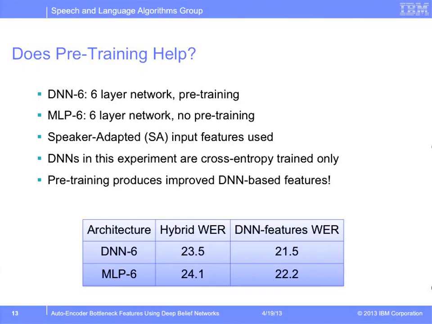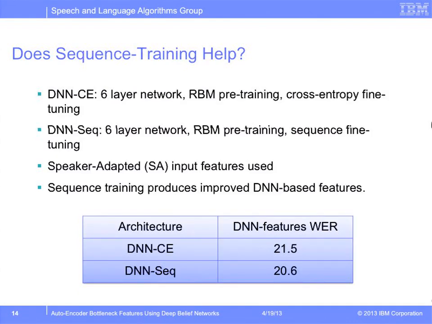The second thing we looked at was, does pre-training actually matter? Again, we compared two 6-layer networks, one which was pre-trained, one which wasn't. And you can see, again, we get an improvement on the hybrid side. We also get an improvement with the bottleneck features. And again, the bottleneck features are better than the hybrid system. So the trend seems to be the better you make the initial network, the better the bottleneck system features actually are.